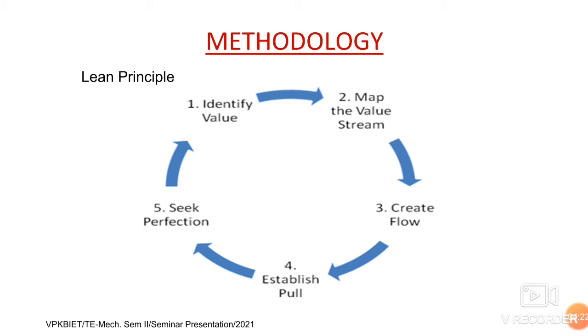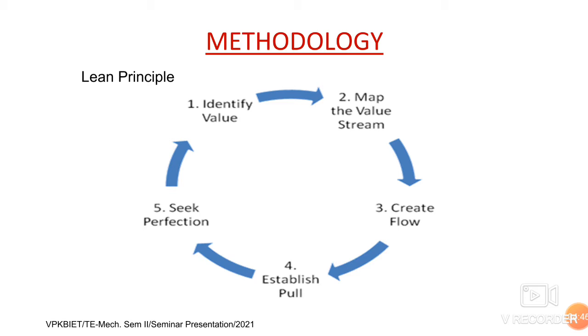The fourth step is to establish pull. This means that with the improved flow, the time to market is also improved. So this means the customer can pull the product from you as needed. The fifth and last step is to seek perfection.